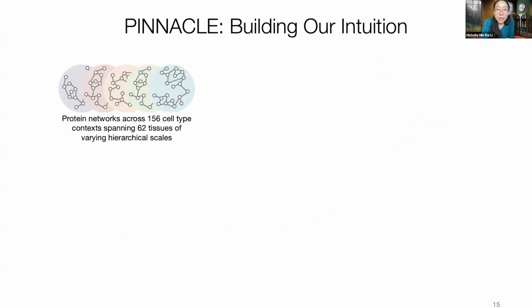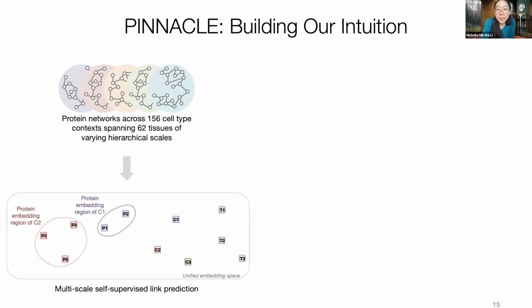So first, let me give you an intuition of the model. So given our cell type specific PPI networks and the metagraph, PINNACLE embeds the proteins, cell types, and tissue nodes in a single unified embedding space, such that the proteins from the same cell type network are attracted to each other if those proteins share an edge, as in they're closer together in the embedding space. If they don't share an edge, then their embeddings are repelled from each other, as in they are farther away in the embedding space. Protein embeddings from the same cell type network are attracted to the corresponding cell type embedding and repelled from other cell type embeddings.